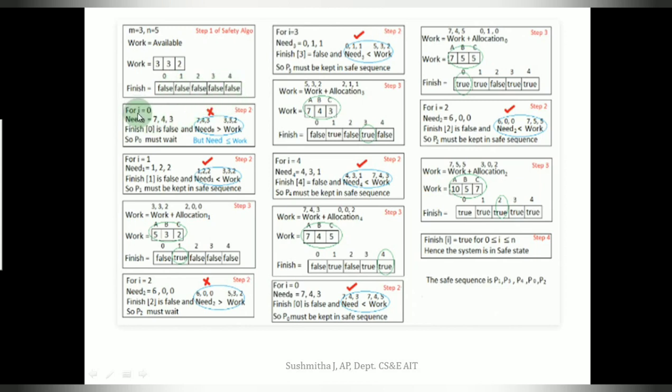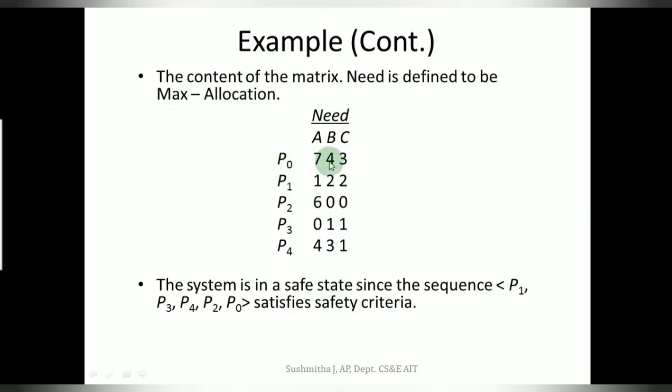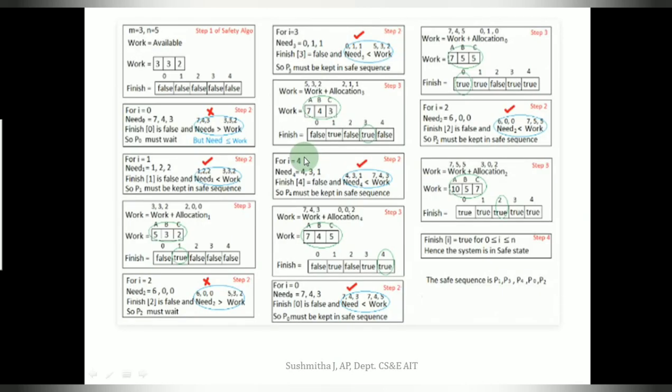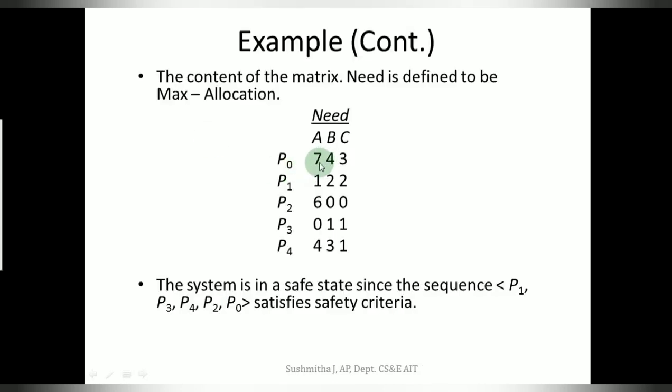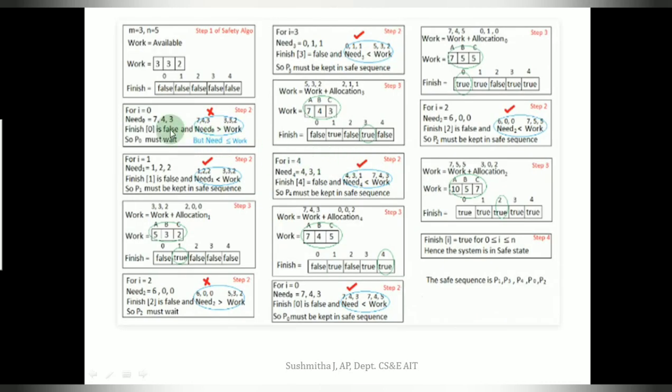Now let me take the first process, that is i equal to 0, which is nothing but your process P0. So i of 0 is your process P0. Now the process P0's need is 7 4 3. You can see it here also, it is 7 4 3. Now P0's need is greater than your work. It is greater than 3 3 2.